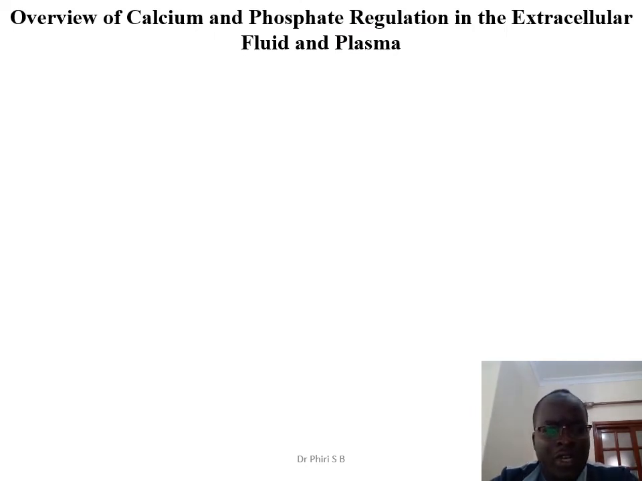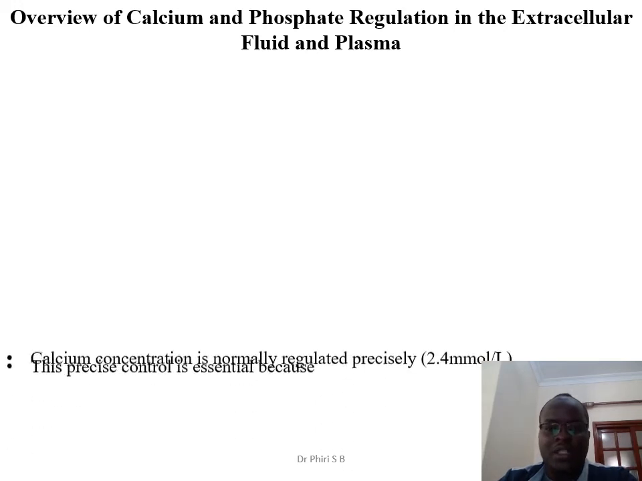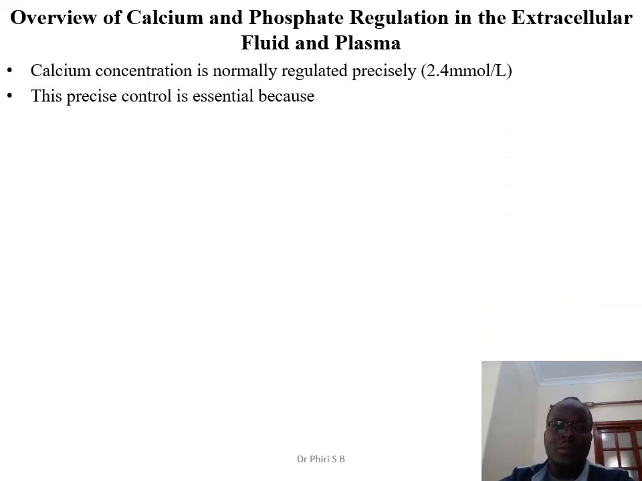So let's have a look at the overview of calcium and phosphate regulation in extracellular fluid and plasma. So we need to regulate calcium and phosphates, especially that of calcium. Calcium concentration is normally regulated precisely at 2.4 millimole per liter. This normal concentration of calcium in the extracellular fluid needs to be maintained.